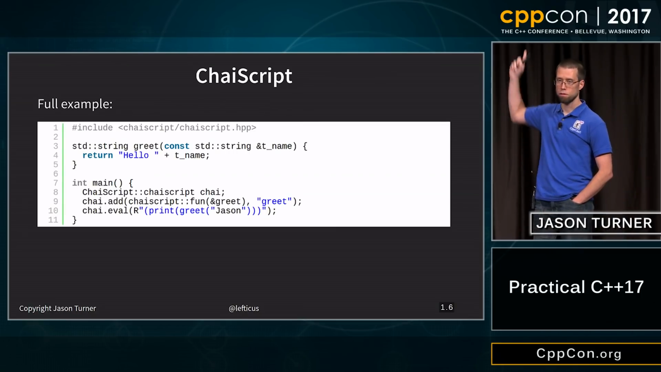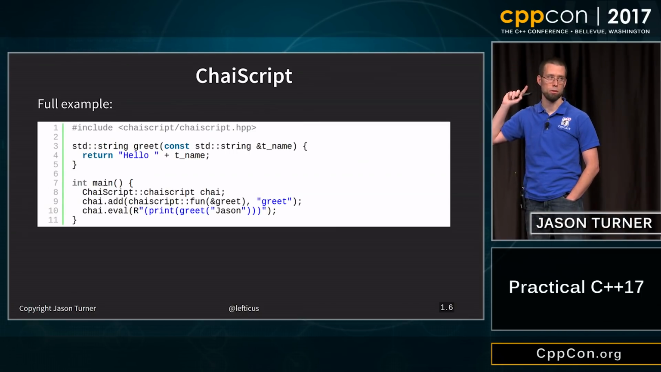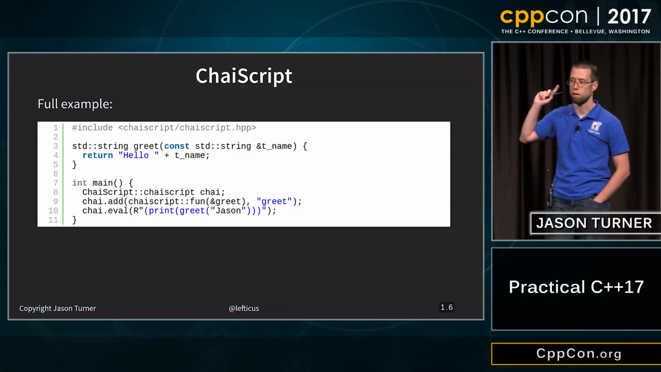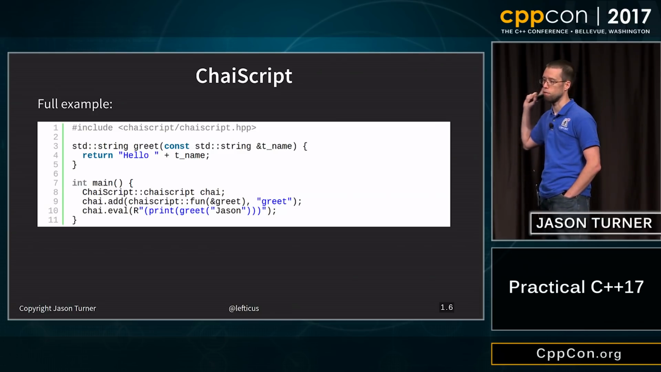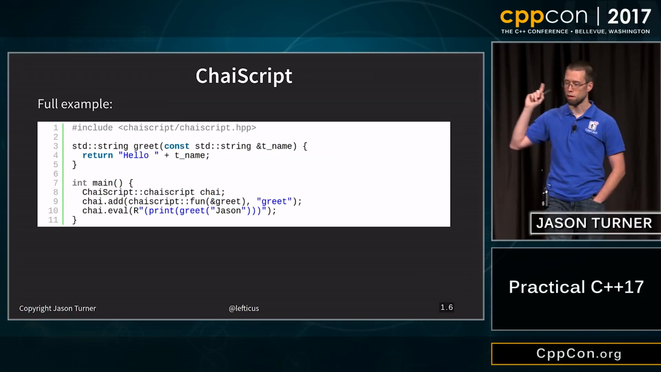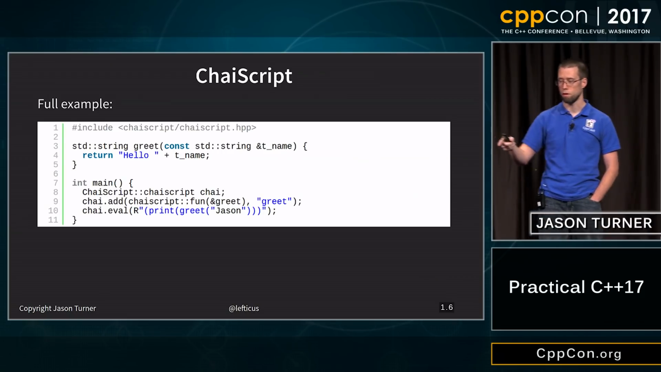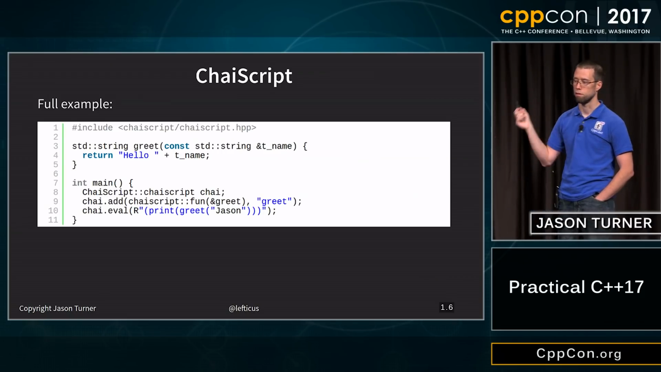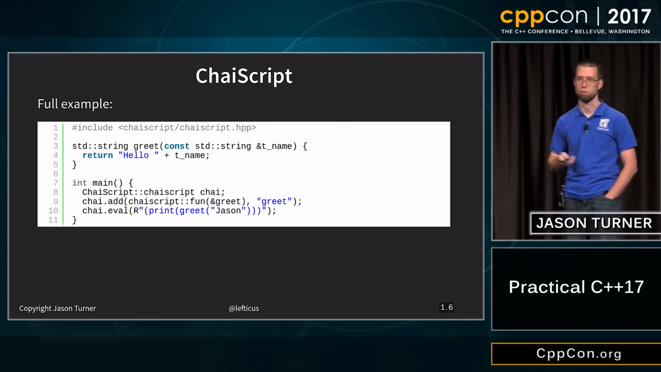So this is a real full example of using ChaiScript. You include a header file, expose a function. I've got the function on line 2 called greet. It automatically has its types deduced, and then the result of this would be printing hello world from ChaiScript.